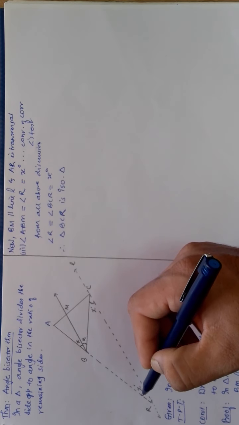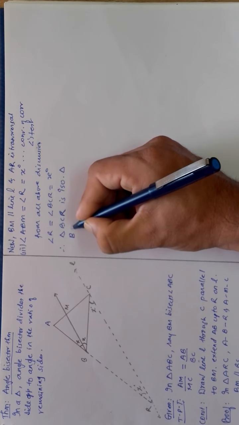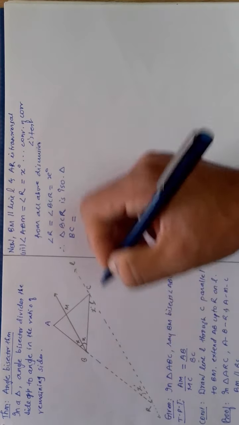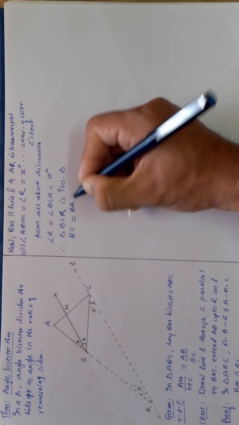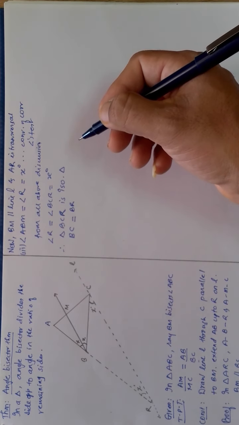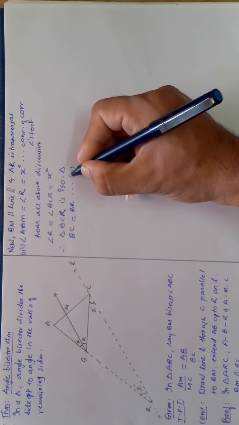That is, the side opposite to R is your BC. This we'll discuss also later on, what is the opposite side and how to find it. And the side opposite to angle BCR is BR. In further videos I will tell you all these things. Okay. So this BC is equal to BR. Let this be your statement number 4.